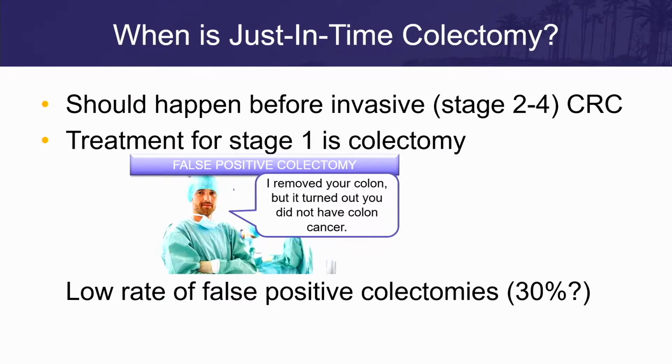So what does that mean? Ideally, it should happen before invasive, stage 2 to 4 colorectal cancer, because the treatment for stage 1 is still colectomy. So you're going to get some false positive colectomies. You say, I removed your colon, and it turns out you did not have colon cancer, you just had advanced dysplasia. That's essentially the same outcome as for a stage 1. So what's the right rate of false positive colectomies? When we think about appendectomies, it might be acceptable as high as 30%, but it's a judgment call. But certainly we shouldn't have 100% false positive colectomies, taking a lot of colons that don't have cancer.